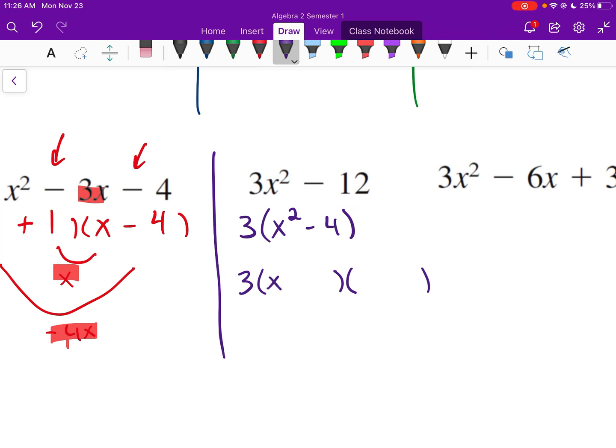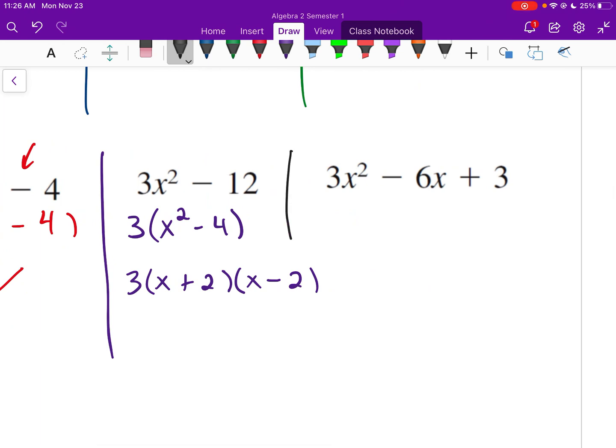times my 2 parentheses, x, just those square to get x squared. Okay, 4, 2, 2, opposite signs. Okay, so that was a combination of a greatest common factor and our special case of difference of squares.